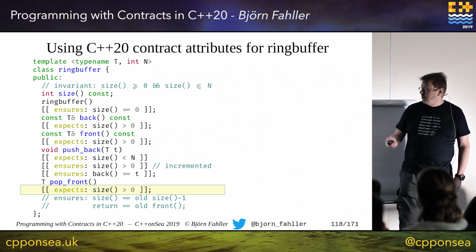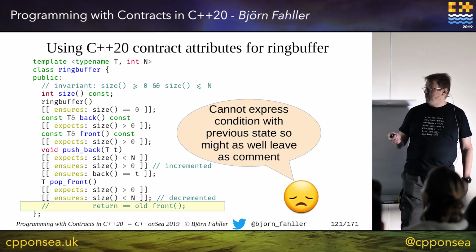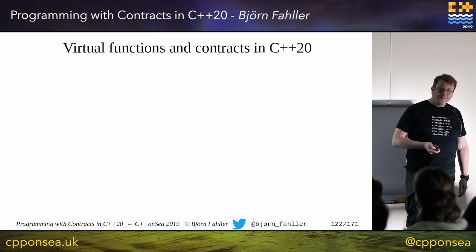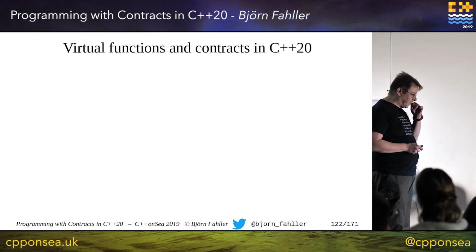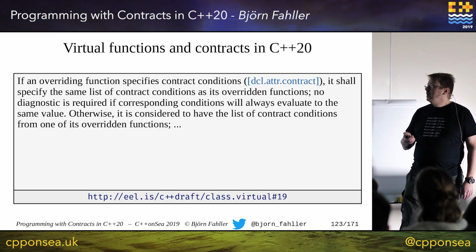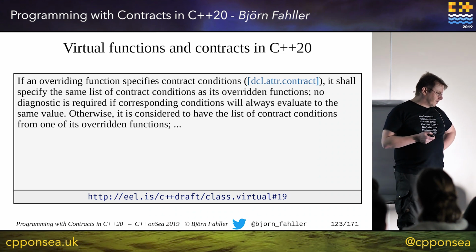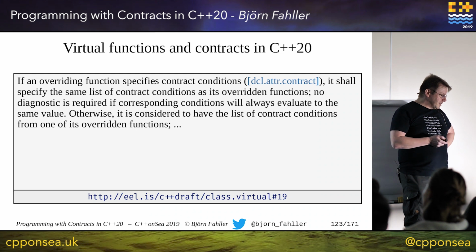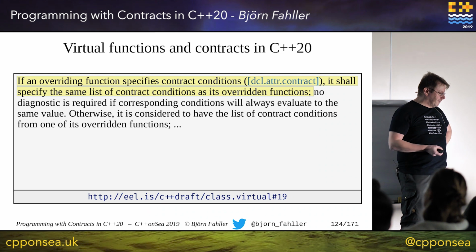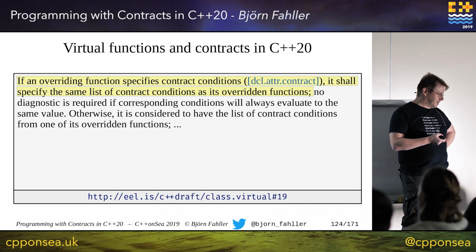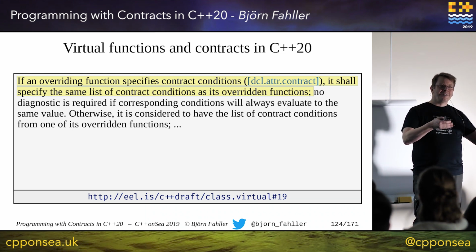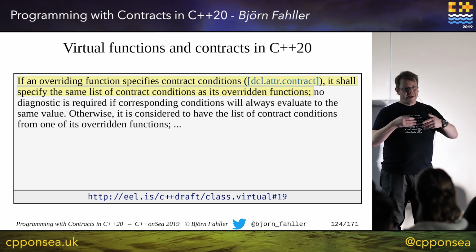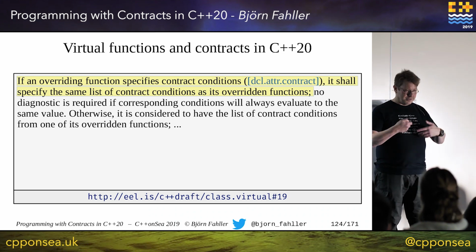Pop front requires size. That is a no-brainer, and this is a problem we have already seen, and this is also a problem we have already seen. We cannot express this. So we get some functionality, but we also get some problems, and we're missing some things. So, violations of contracts, virtual functions, sorry. It doesn't really say much, the standard, about them. But if an overriding function specifies contract conditions, it shall specify the same list of contracts. So when I said that from a more philosophical standpoint, it's okay for a subcontractor to have more relaxed preconditions and more strict postconditions, that is true from a philosophical point of view. It's definitely not true from a C++ point of view, as is currently proposed.